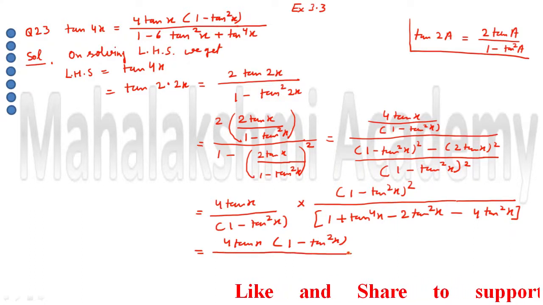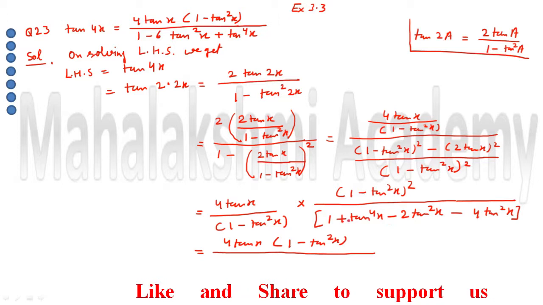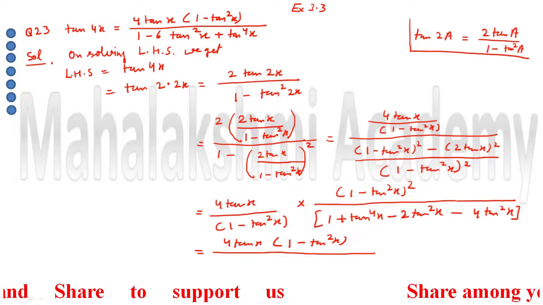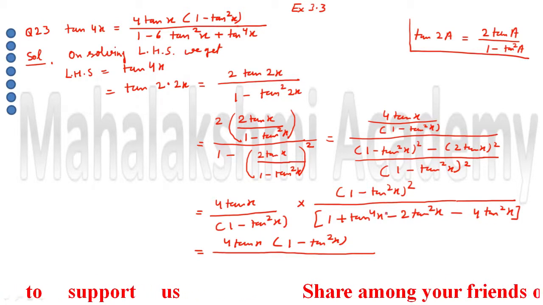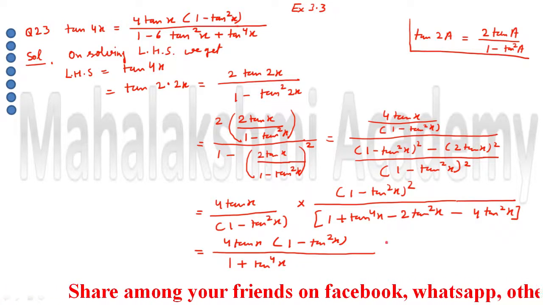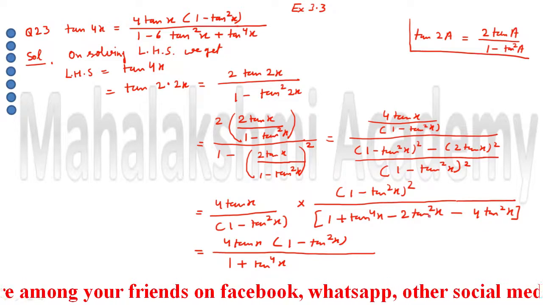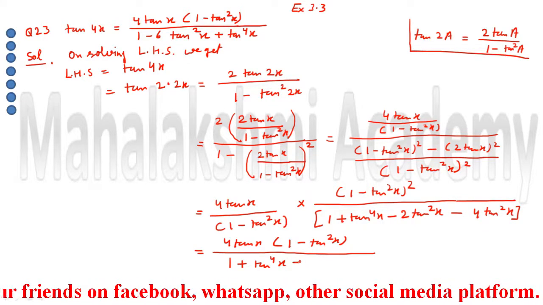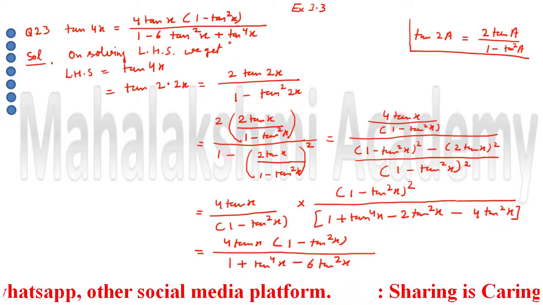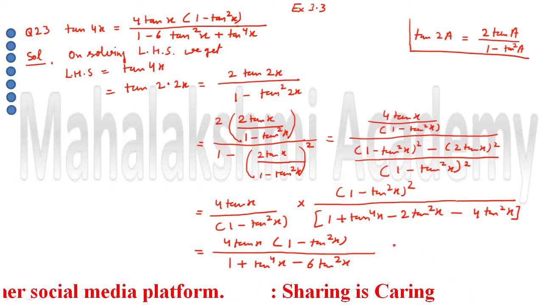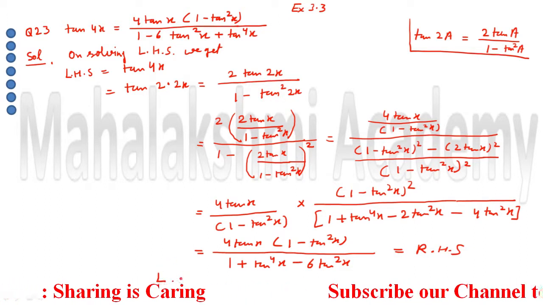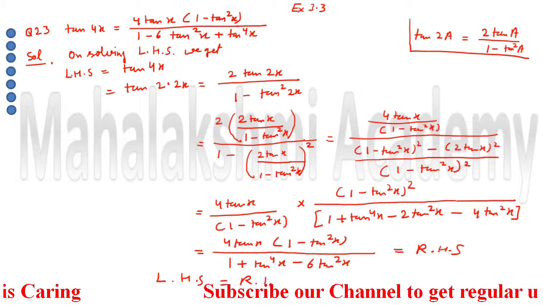And in the numerator we remain with 1 plus tan to the power 4x as it is, because we don't have any like term with power 4. So this will come as it is, 1 plus tan 4x, and here they are the same, so they will get added, we will get here minus 6 tan square x. And I think this is our right hand side. See our right hand side. So we achieved our right hand side. So we will write here left hand side is equal to right hand side.